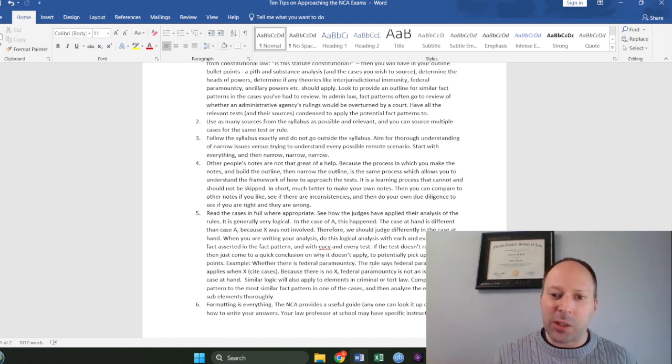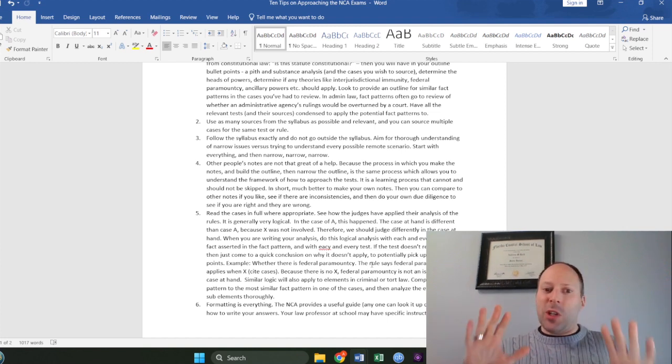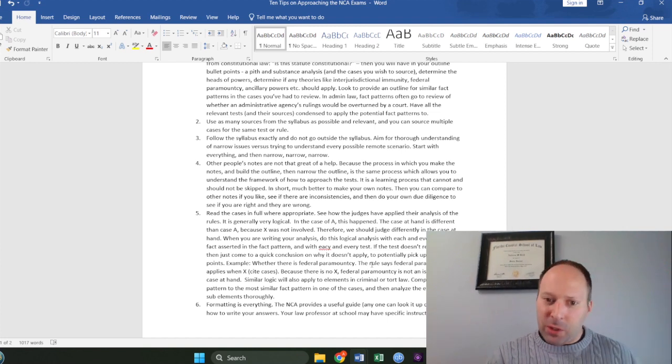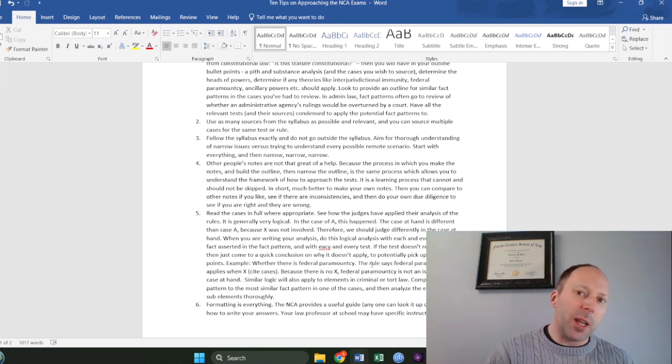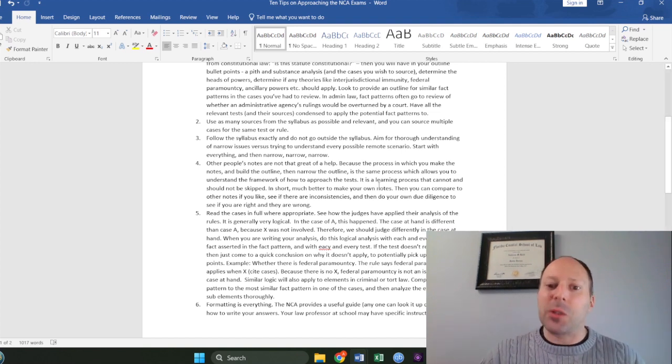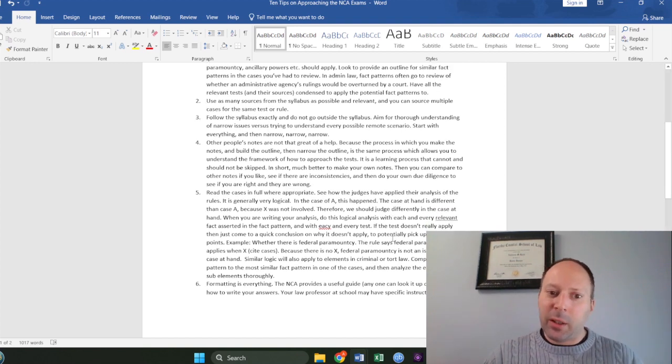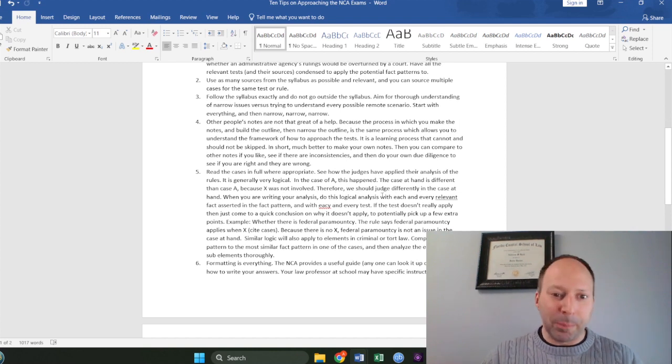It's a learning process, and it should not be skipped. In short, it is much better to make your own notes. Then you can compare to other notes if you like, see if there are inconsistencies in your notes, and then do your own due diligence to see if you are right and they are wrong. Great, or maybe they're right. And then you can correct your own notes that you've learned the proper way, and I feel like that is the best process of learning and what they're intending for you to learn.